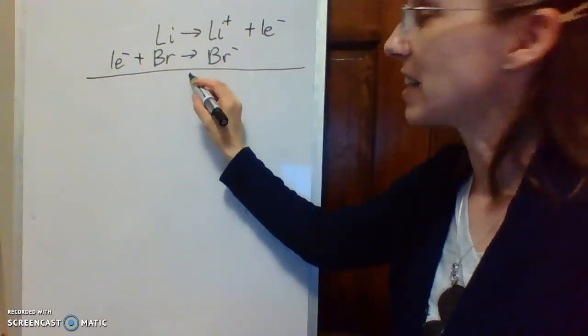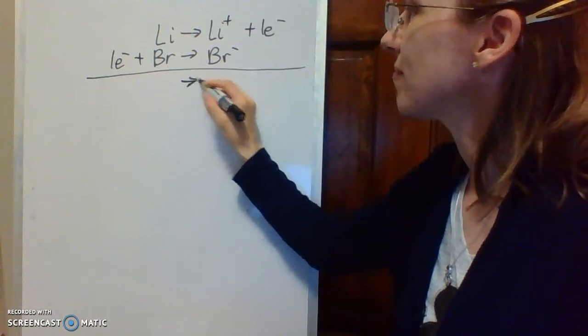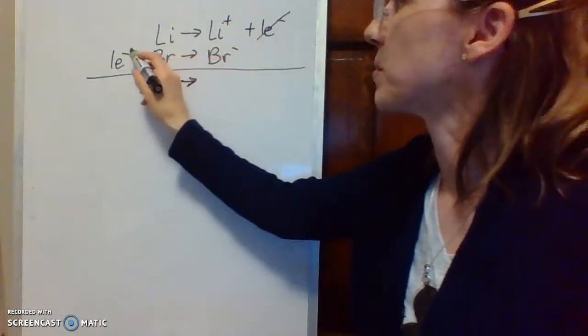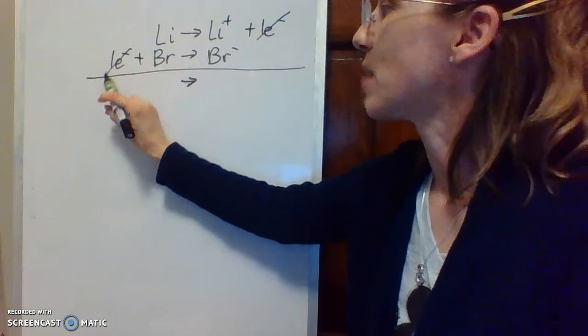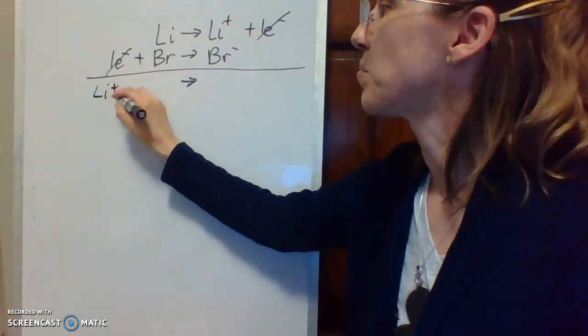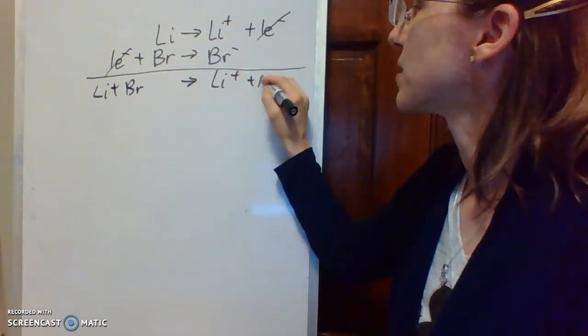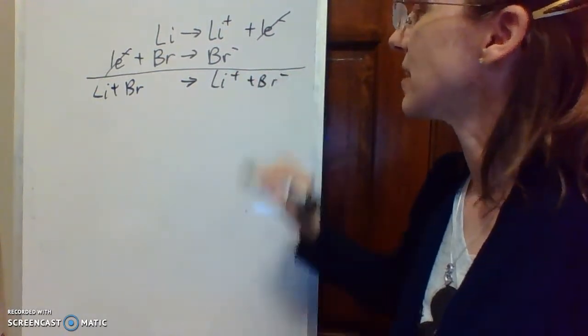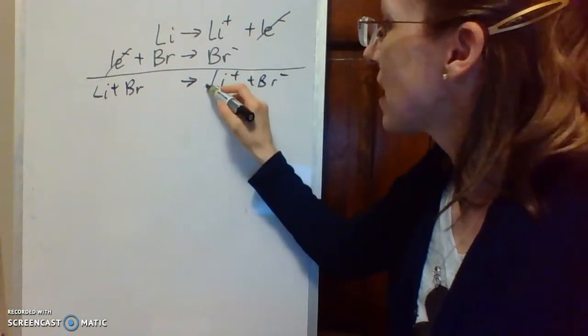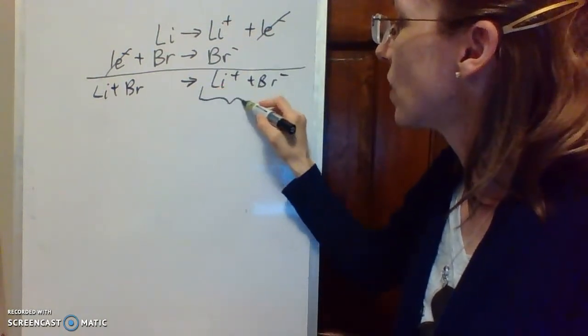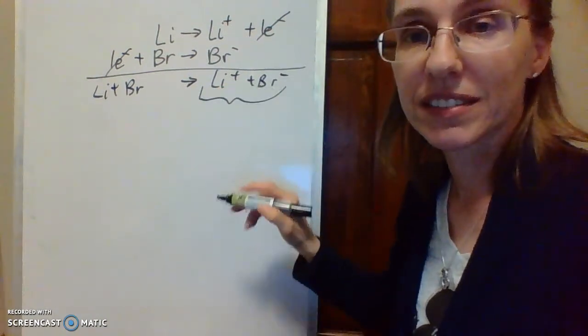Remember, the arrow is like an equal sign in algebra. We have something on this side, something on that side, they cancel out. We add up everything on this side: lithium plus Br, lithium plus Br minus. Now, this means that we have one lithium and one Br.